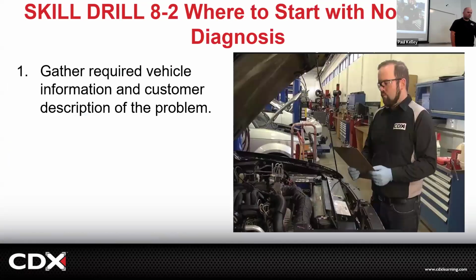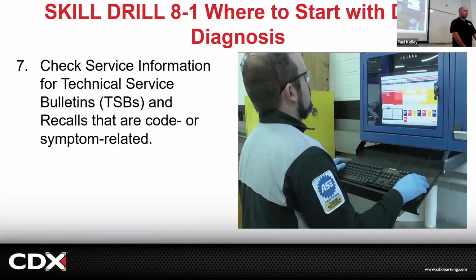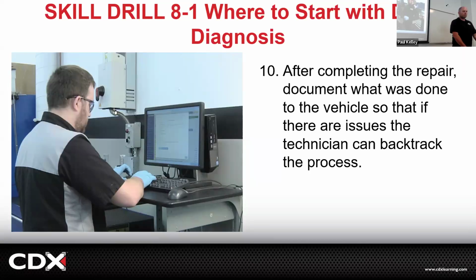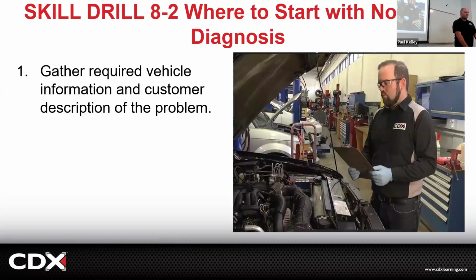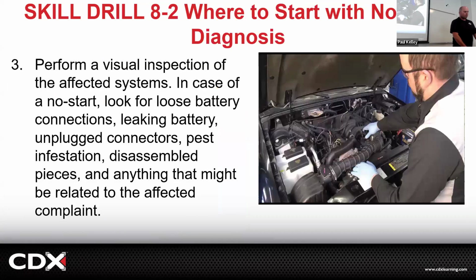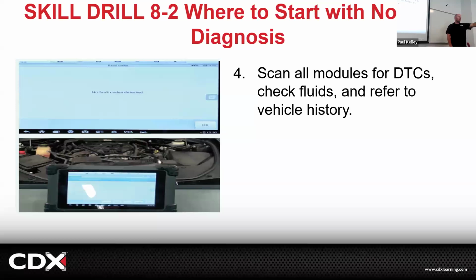But what if there's no codes? This was all based on you have a code. If there's no codes, guess what? You don't always get the flow chart, right? Gather information, road test it, perform a visual. You check codes, no codes.